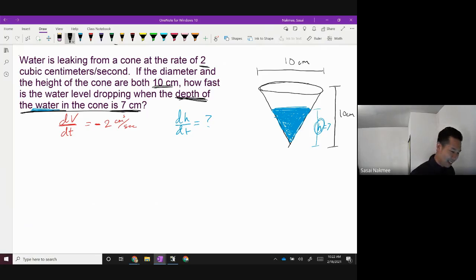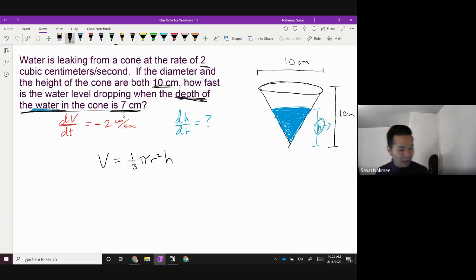Let's just write out this equation here. We know that volume is going to equal 1/3 pi r squared times h. I like writing the 1/3 in front because h over 3 just makes it messy when you take the derivative. So I like writing it out like this.